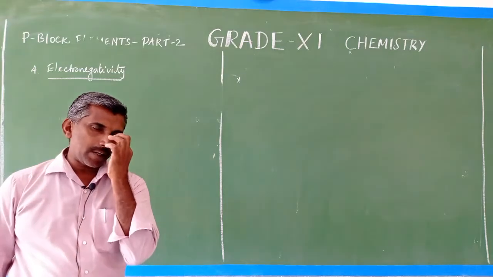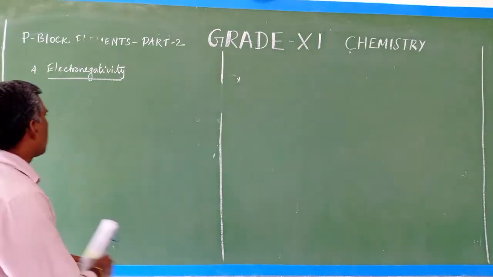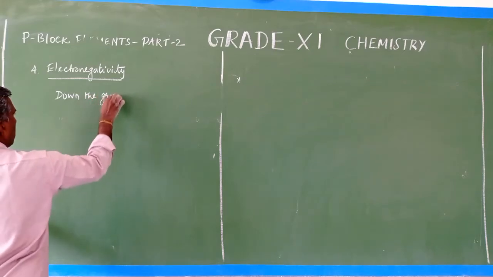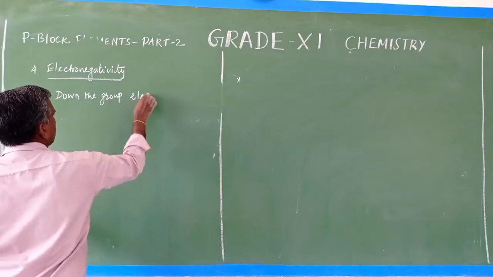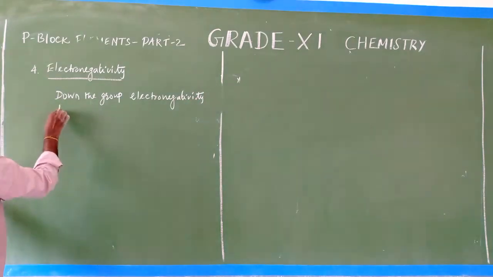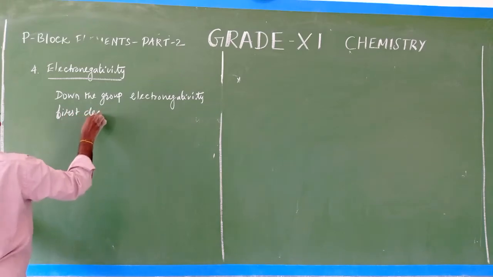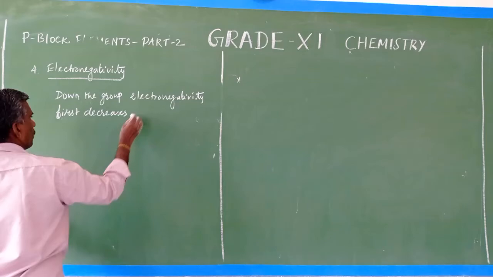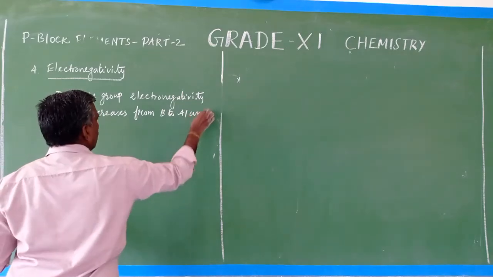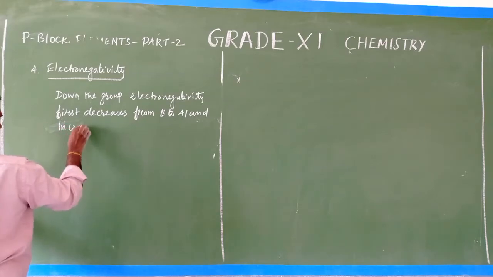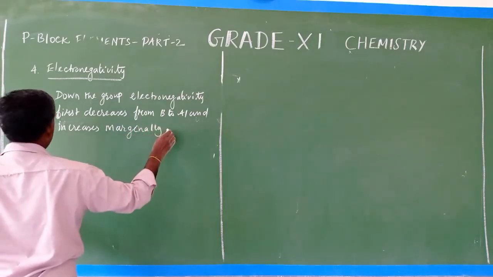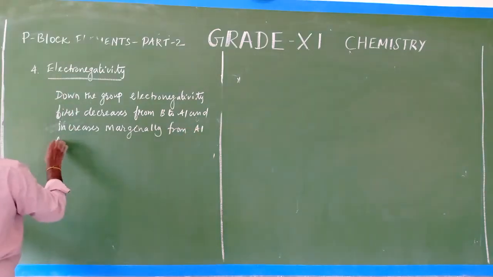On the Pauling scale, the maximum electronegativity is fluorine. In this family, what happens? Down the group, electronegativity first decreases from boron to aluminum and then increases marginally from aluminum to thallium.